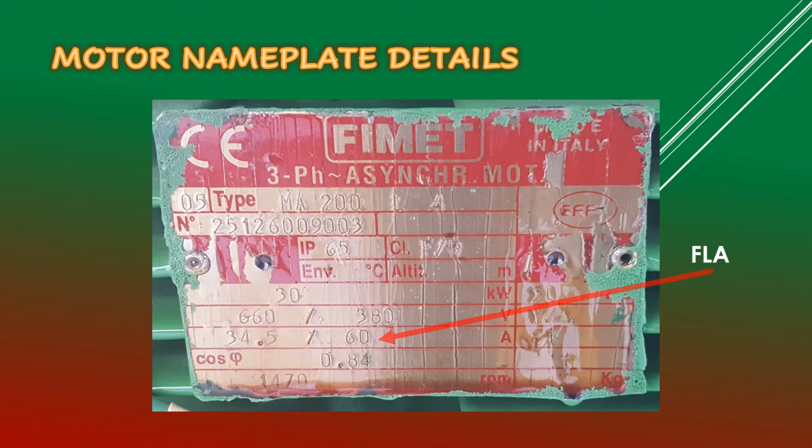So the first one is FLC. The current value we have taken from the code and from the table. Here we will call it FLA. The current rating we have taken actual. A means actual or from nameplate. Okay, so take note, there are two. FLC means full load current code table, and FLA is full load amperes actual from nameplate.